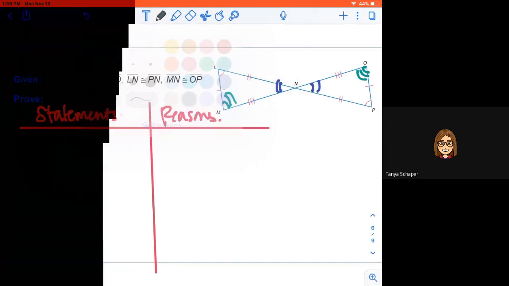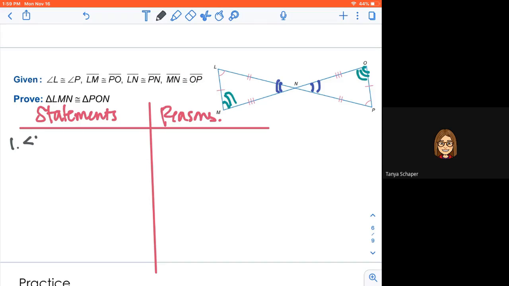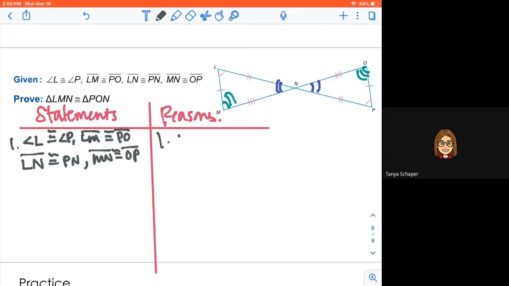Here we go. Number one, I'm going to say that angle L is congruent to angle P. I'm going to say that LM is congruent to PO. I'm going to say that LN is congruent to PN, and that MN is congruent to OP. So what I'm doing is writing down all of the given statements. When you do a proof, sometimes you write them all down at the same time. Sometimes you stagger them. It's all personal preference. I like to stagger them for when I'm going to use them.